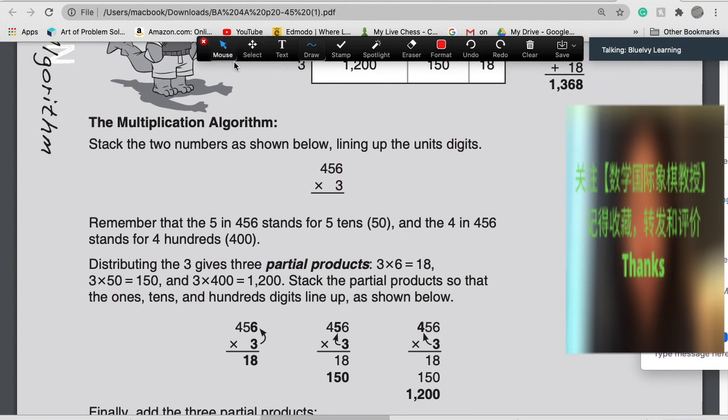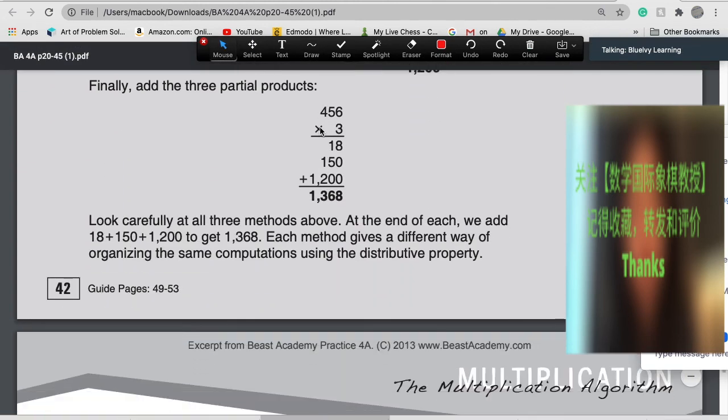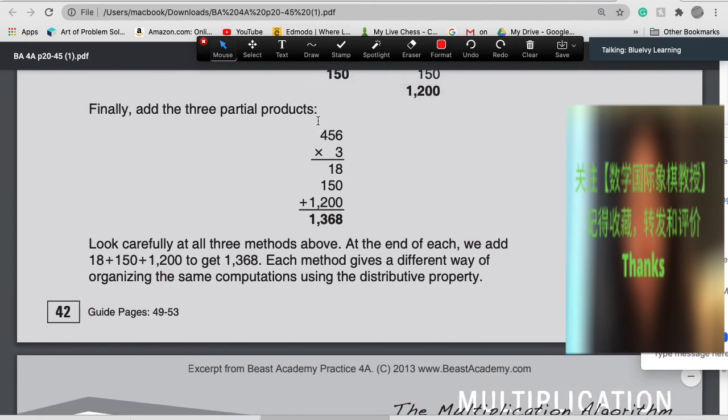Okay, this is the 2 ways to do this. Say finally, you write this one as this. 3 times 6, you got 18 right here. Then 3 times 5, that's 150. You write second row. Then 3 times 4, you got 1,200. You write third row. You write plus, then draw a horizontal line, then add these 3 numbers together.